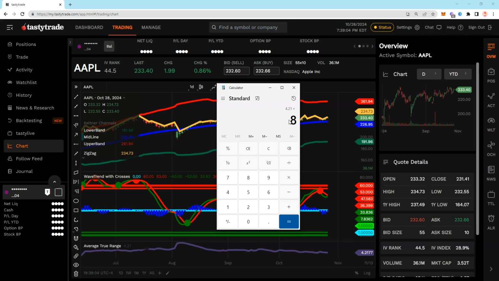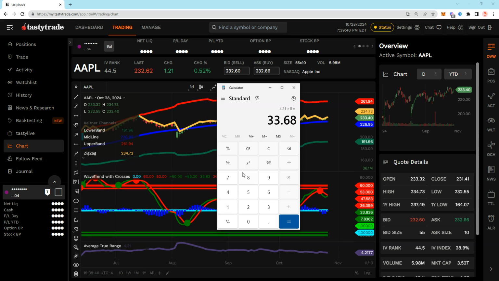8 times the ATR equals $33. So we have done the 4.21, which is the average true range. The price that Apple moves on average in the last 14 days is $4.21. Multiply that by 8, we got $33.68. If Apple will move $33, this is where I want to be a buyer. And if they don't, I want to collect at least $100.